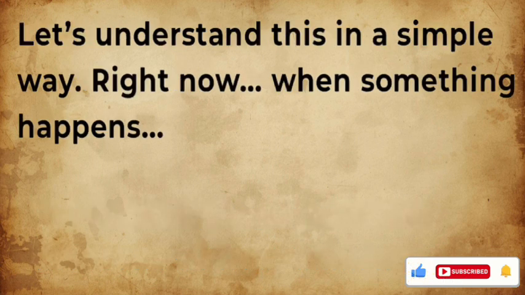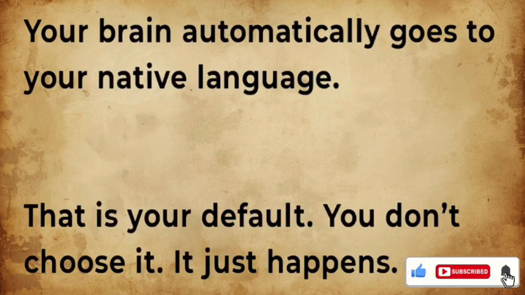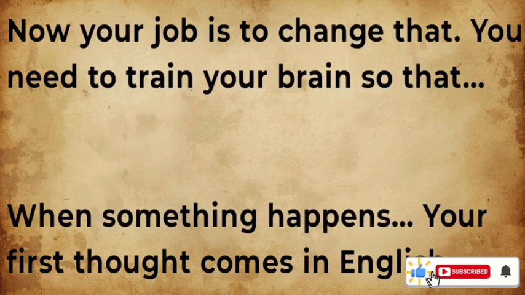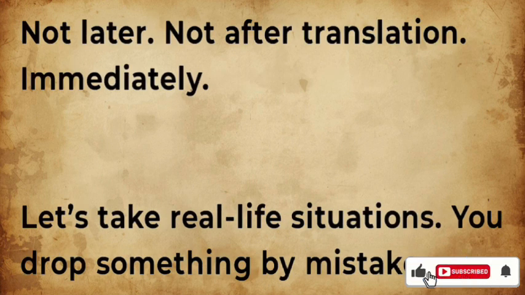Let's understand this in a simple way. Right now, when something happens, your brain automatically goes to your native language. That is your default. You don't choose it. It just happens. Now your job is to change that. You need to train your brain so that when something happens, your first thought comes in English. Not later, not after translation, immediately.